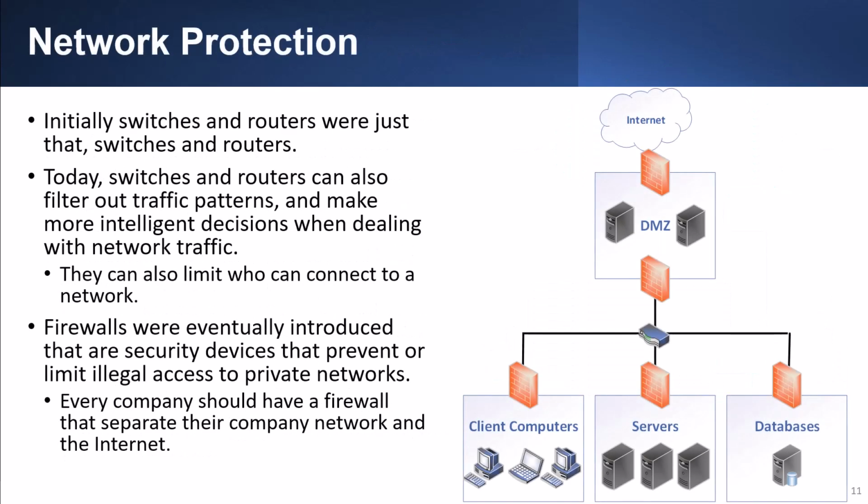Initially, switches and routers were just that, switches and routers. Today, switches and routers can also filter out traffic patterns and make more intelligent decisions when dealing with network traffic. They can also limit who can connect to the network. Firewalls were eventually introduced, which are security devices that prevent or limit illegal access to private networks. Every company should have a firewall that separates the company network and the internet.